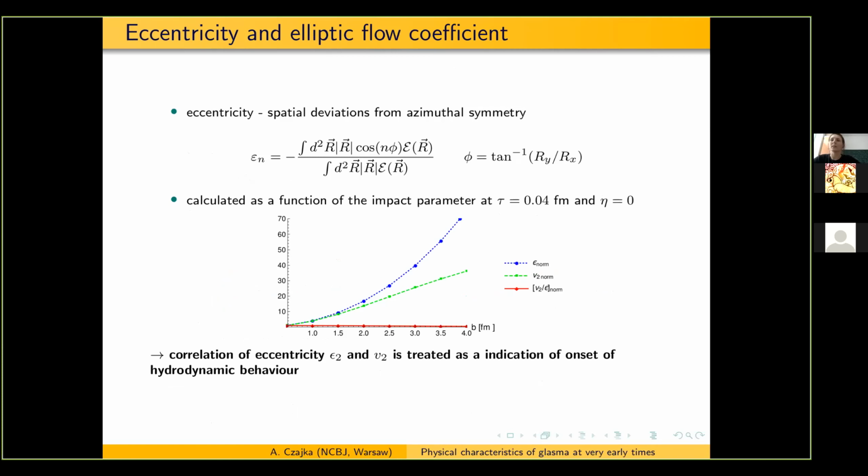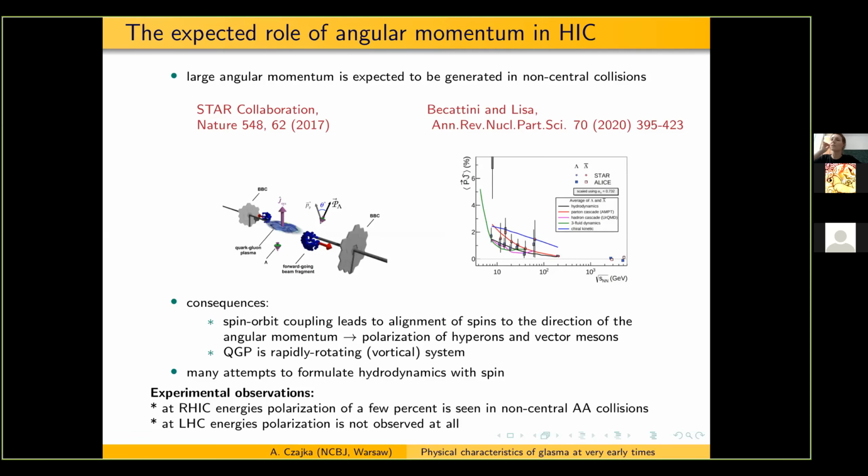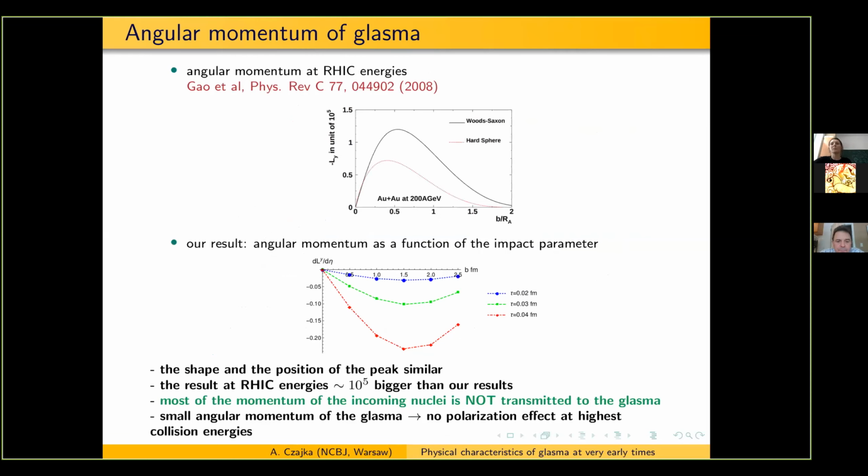Okay, so this is quite interesting. And then we also computed angular momentum, but let me first introduce the role of angular momentum. It was realized that the angular momentum produced in heavy ion collisions is large in non-central collisions, and it leads to vorticity of the system. So we calculated angular momentum, and this is shown at the bottom picture.